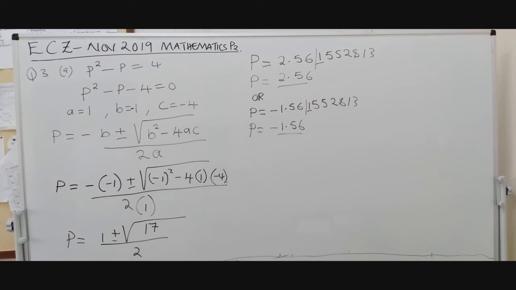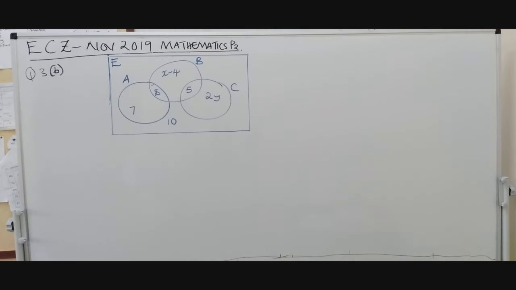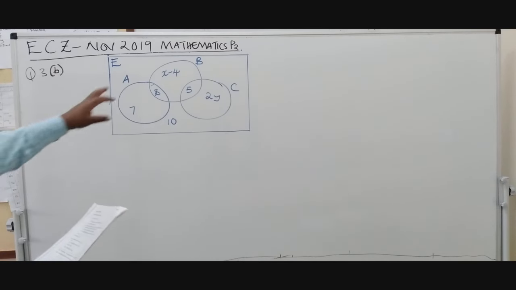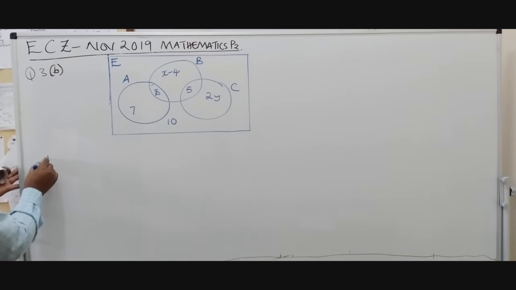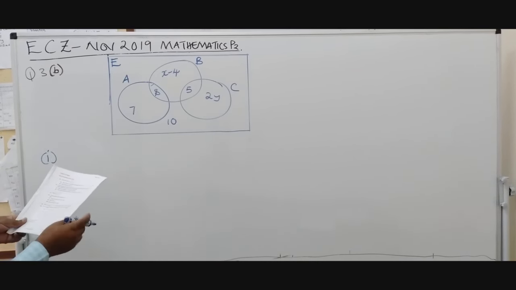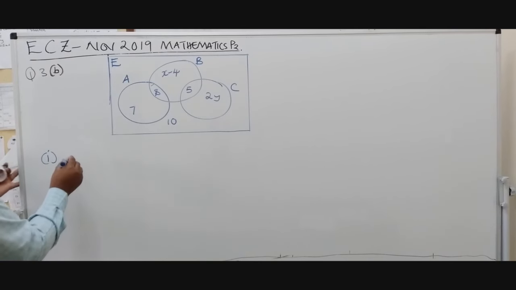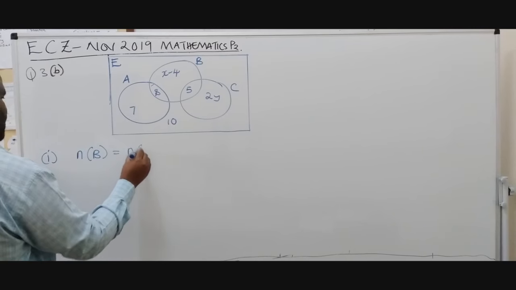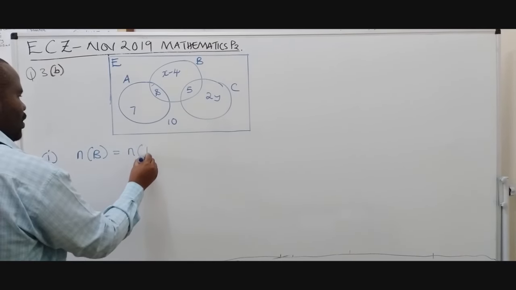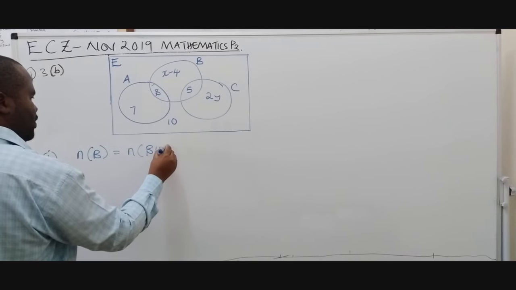Okay. So we go to the next question. Let's look at question 3b. They're saying the Venn diagram below shows the number of elements in sets A, B, and C, as we are able to see. Find, remind me of 1. X is such that the number of elements in B is equal to the number of elements in B union C complement.